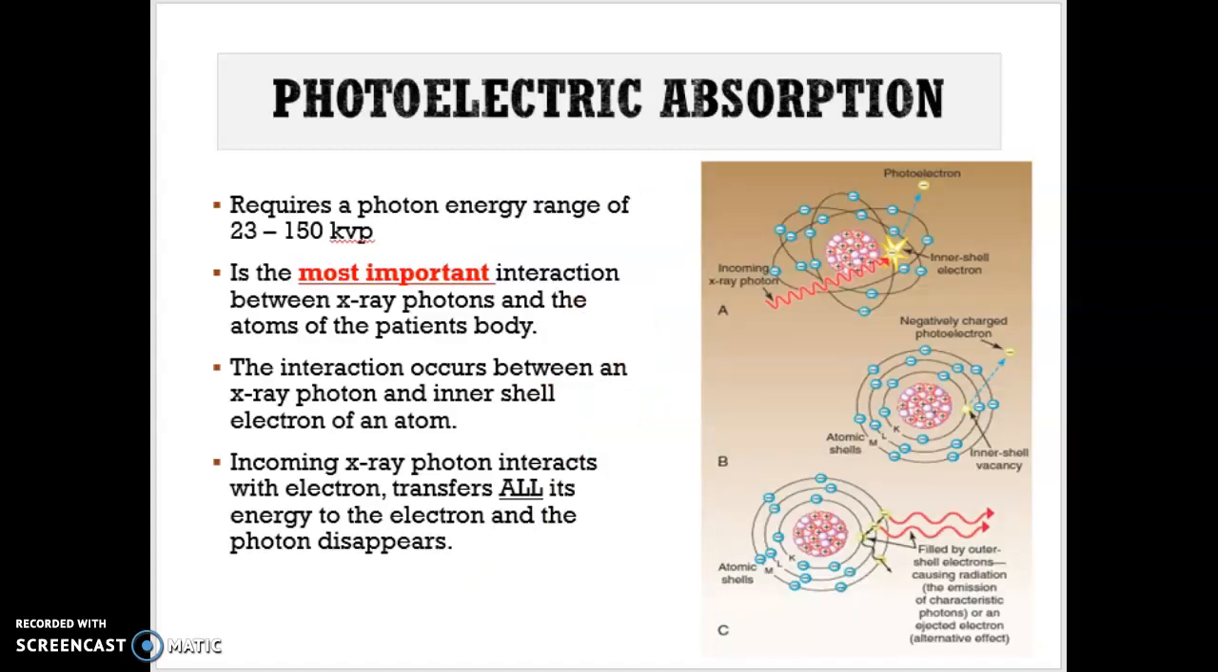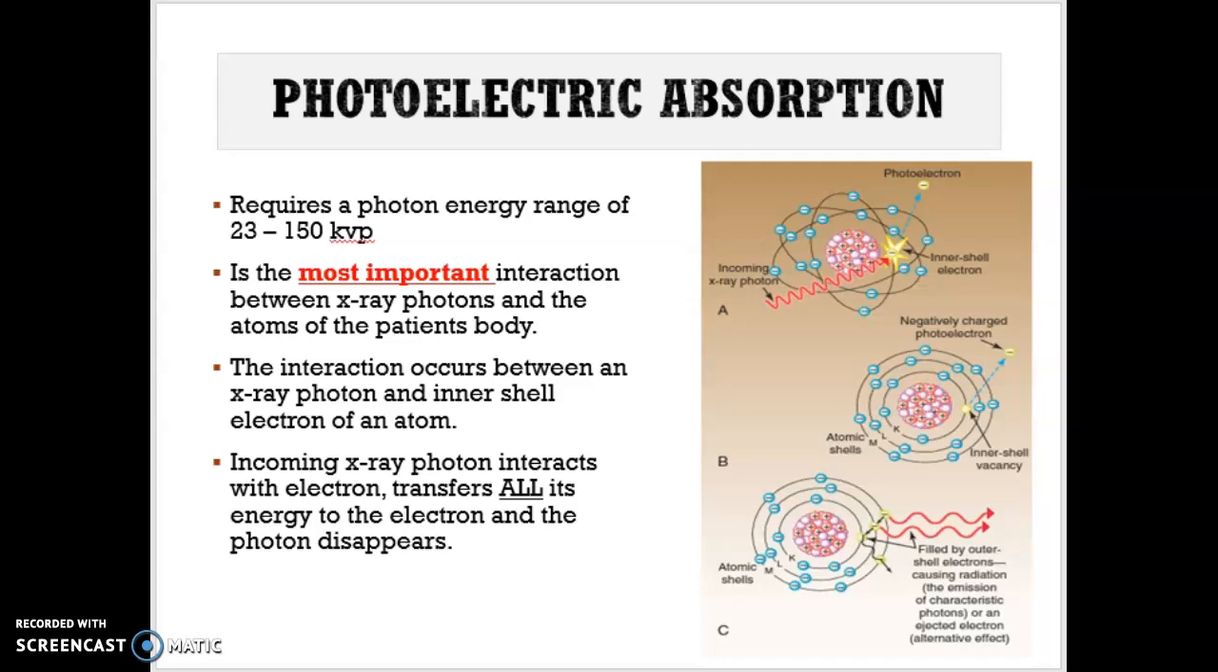So next we'll be looking at photoelectric absorption, which is one of the most important processes in X-ray formation. This absorption process requires a photon energy range of 23 to 150 keV. It's the most important interaction between X-rays and the body, and the interaction occurs between an X-ray photon and an inner shell electron of an atom. So incoming X-ray photons interact with the electron. It transfers all of its energy to the electron, and the photon then completely disappears.